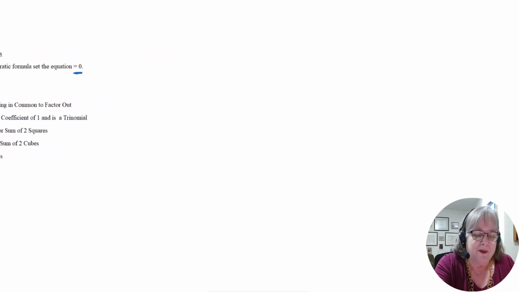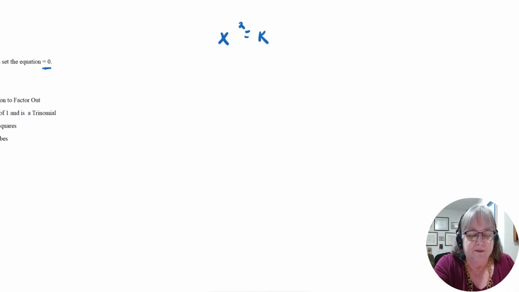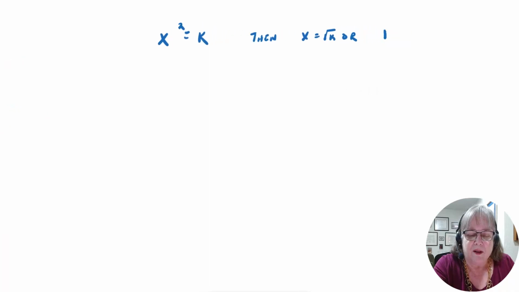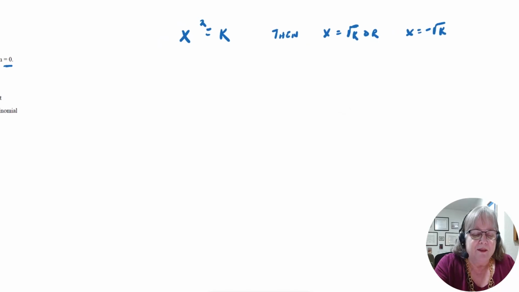So the idea about the square root principle is if you have something like x squared is equal to k, then x is equal to the square root of k, or x is equal to the negative square root of k. Now, what does that mean? All right. So it works something like this.